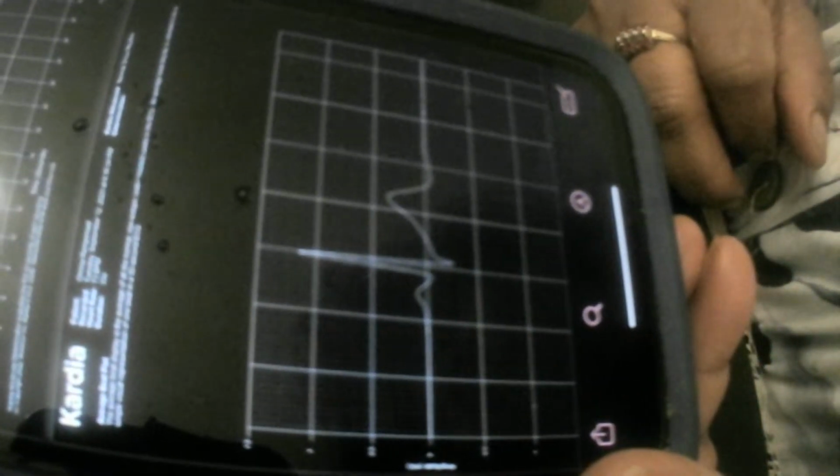Okay, 30 seconds to get a diagnosis. Let's see what we have. And the electricity is a little bit higher. See that? And we have arrhythmia. See the waviness? That's arrhythmia.